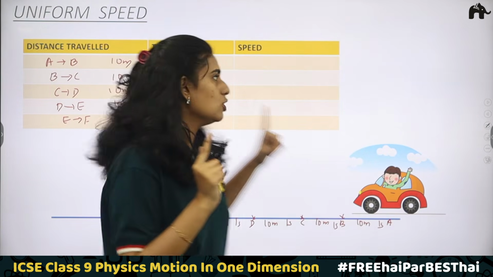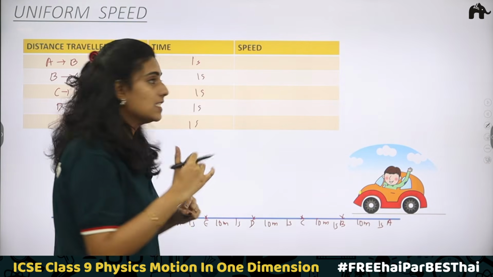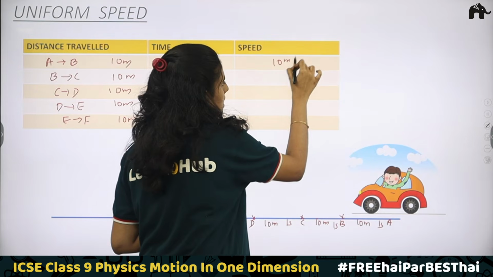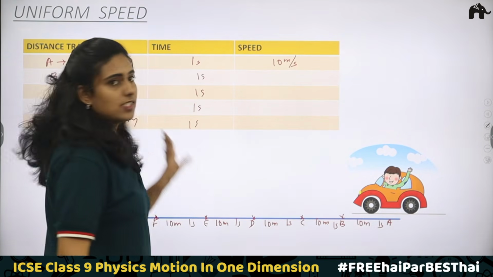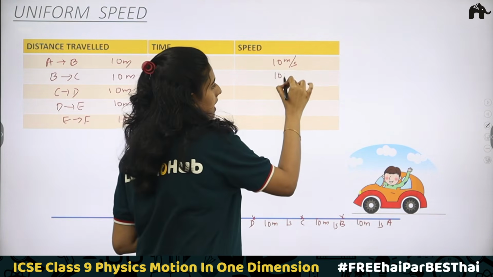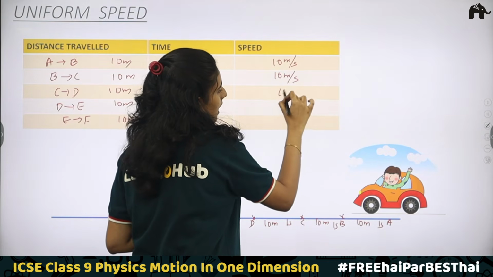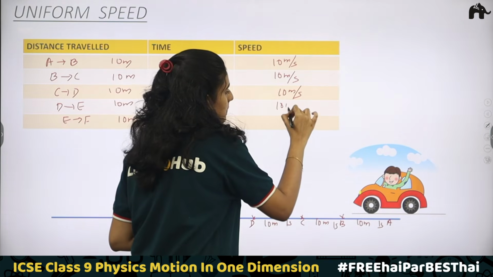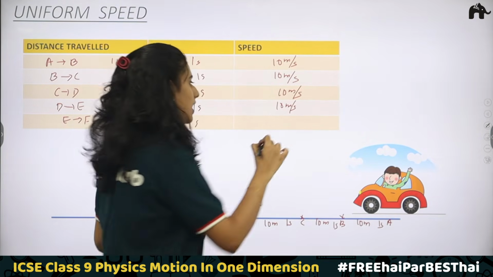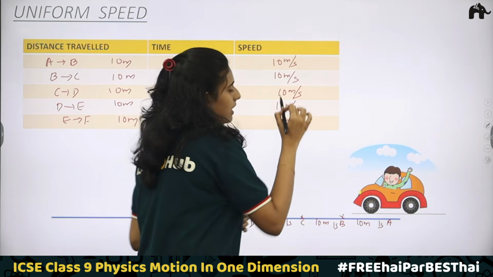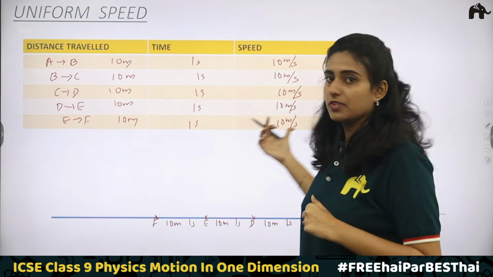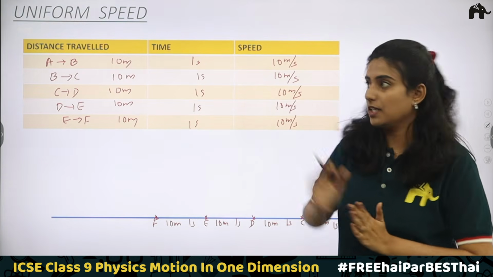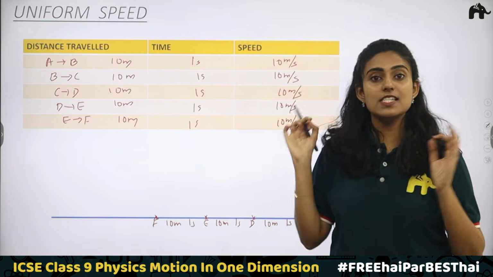So, to move from A to B, what is the speed? Speed is distance by time. 10 meter by 1 second, you will be getting 10 meter per second. From B to C, again 10 meter per second. C to D, 10 meter by 1 second, again 10 meter per second. From D to E, 10 meter per second. From E to F, 10 meter per second. So we'll have all the speeds same, which means the body is said to be in uniform speed. It is having uniform speed because the speed is always having the same value.